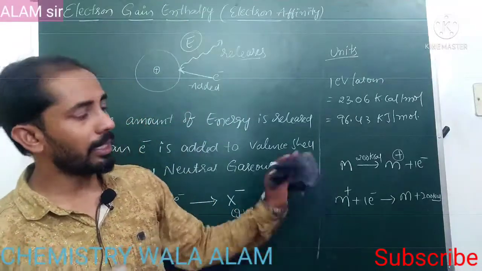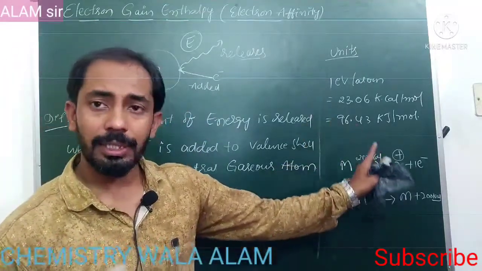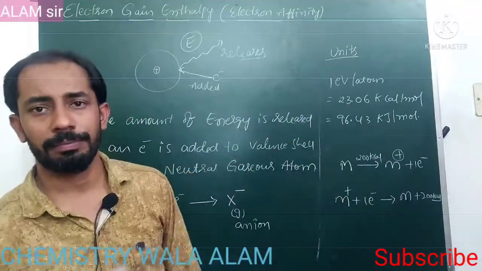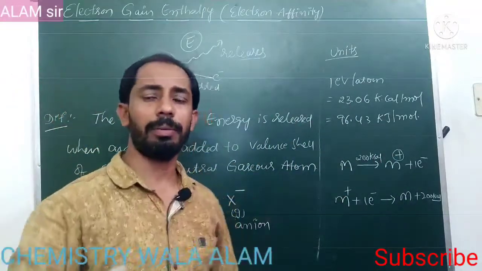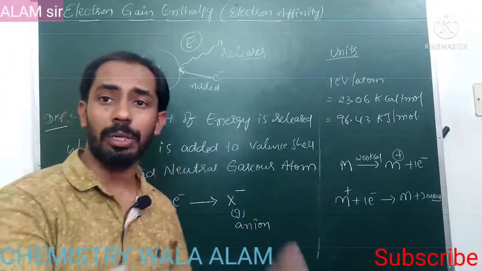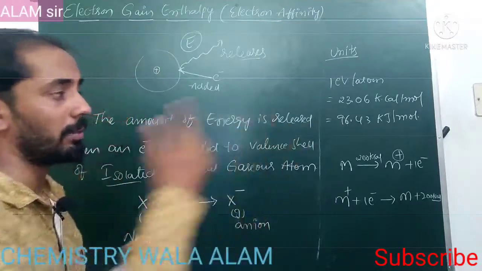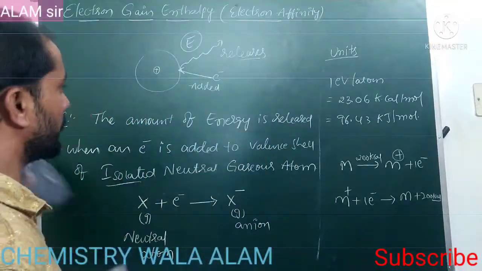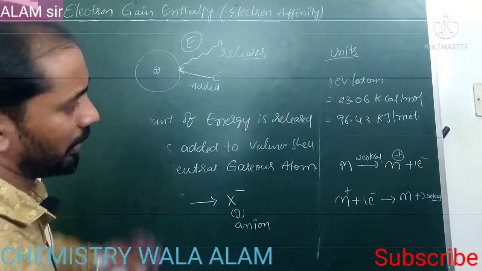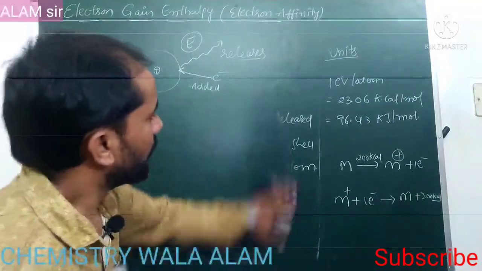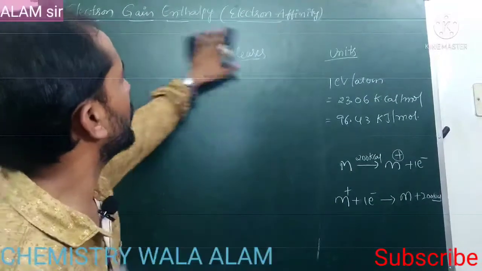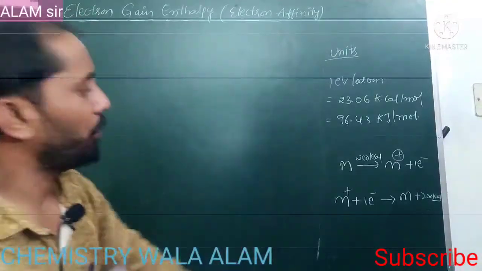Okay, but here ionization energy is an endothermic process, energy is required, but electron affinity is exothermic. So when an electron is added, energy can be released. Okay, right. Next one is types of electron affinity.